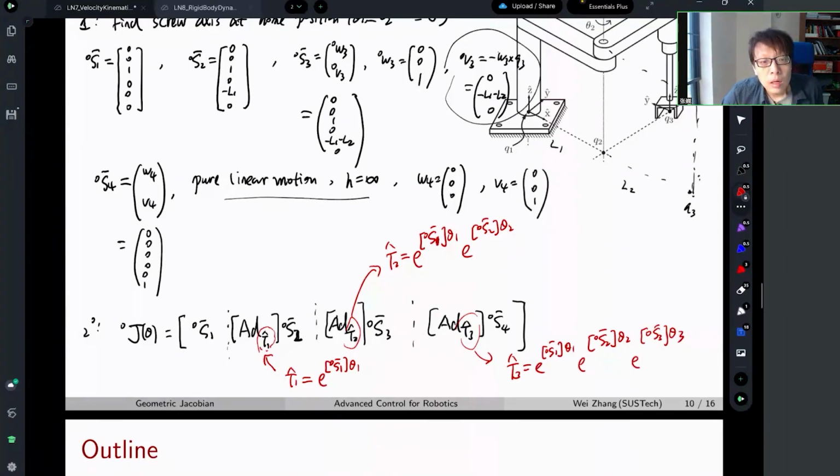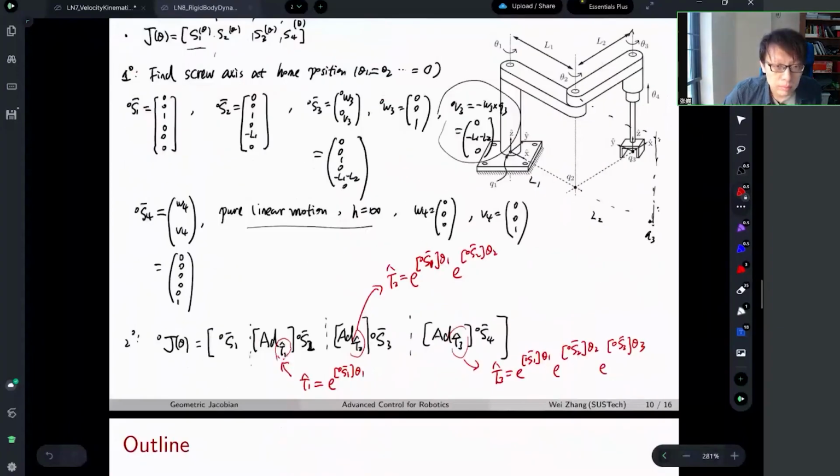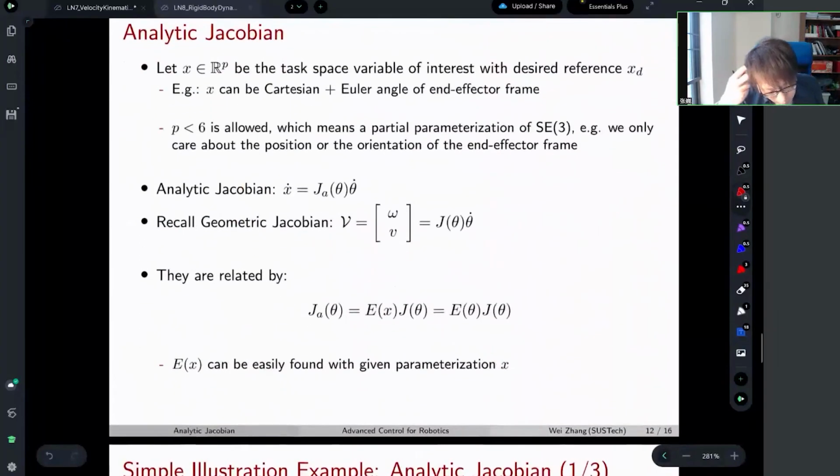Okay, that's the discussion for geometric Jacobian, which is simple. It's very geometrically insightful, right? It's just the number of columns equal to the number of joints, and each column is a screw axis. You just need to find the screw axis because it's a function of previous joint variables. That's a very insightful result. Then we can talk about analytic Jacobian.